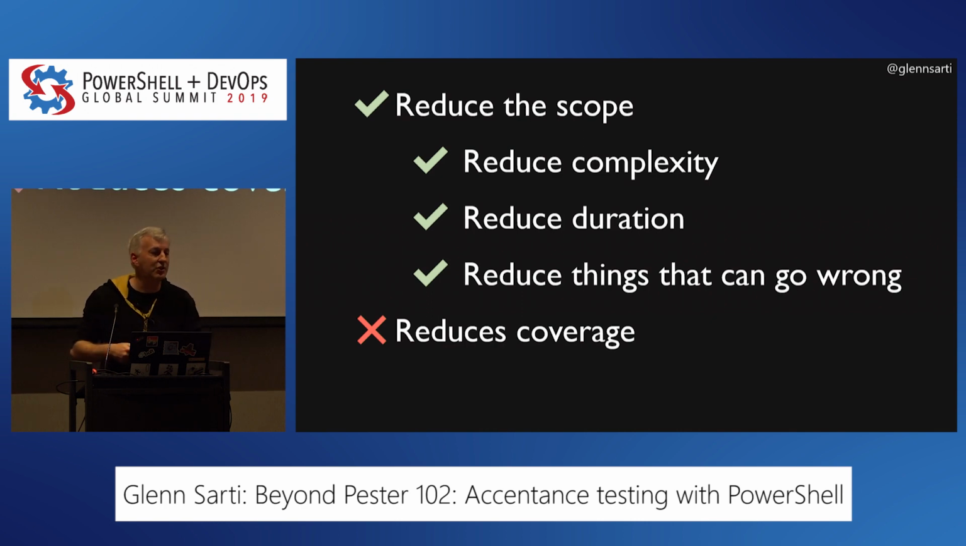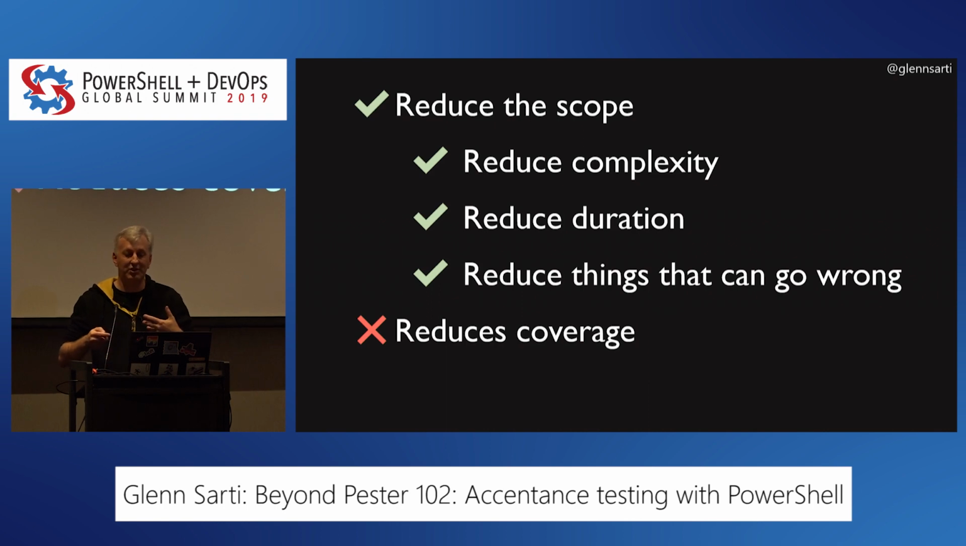But this is the downside of reducing the scope of your testing. It reduces your testing coverage. Now, this in and of itself isn't a bad thing. Remember my definition of why I test, that testing is always a risk assessment. And this is also why acceptance testing is difficult, because it requires more holistic thinking about why you test.